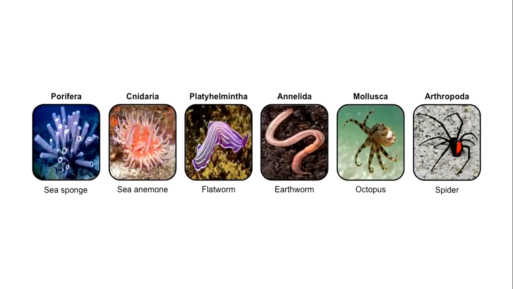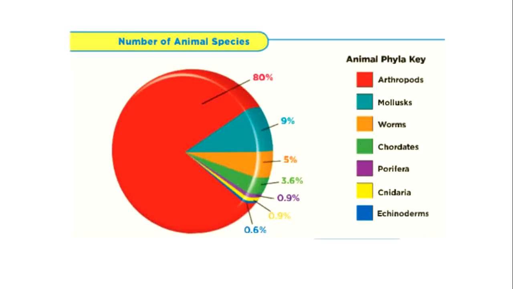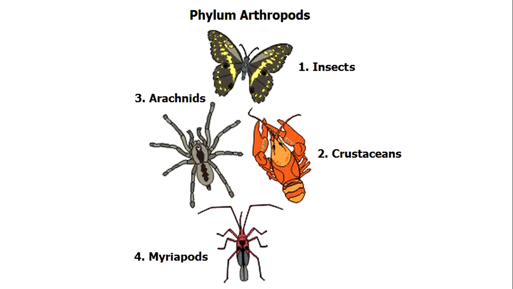While the invertebrate phyla include the Porifera, Cnidaria, worms, the mollusks, and arthropods. The arthropods are the largest invertebrate phylum. In fact, there are more arthropod species than there are species in all other animal phyla. You can see here 80% of the animal kingdom consists of the arthropods. Most arthropods are insects, but they also include spiders, crabs, and lobsters.